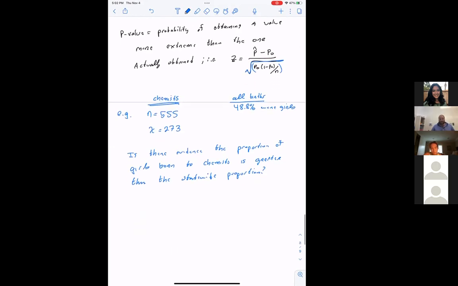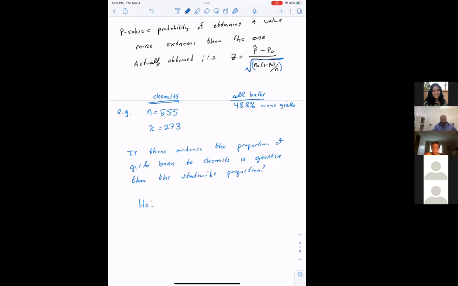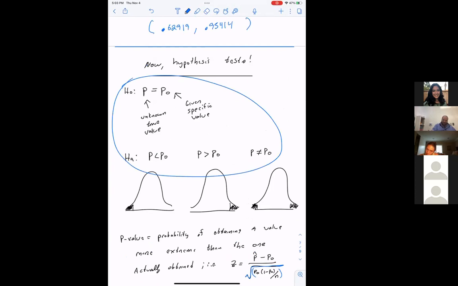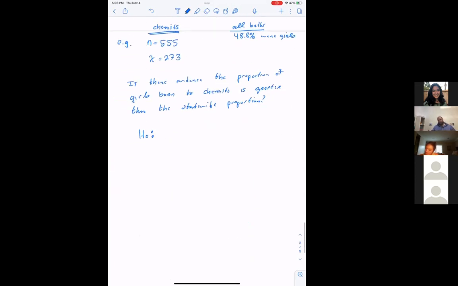So first, let's state our hypotheses. What is the null hypothesis? If the thing that we're looking to test is not correct, then what would the proportion for chemists be? What's the status quo? What's the assumption? I need a mathematical statement here. The null and alternative hypotheses are very specific. They're in this form: P is some number, or P is less than, greater than, or not equal to some number. So what is the null hypothesis?